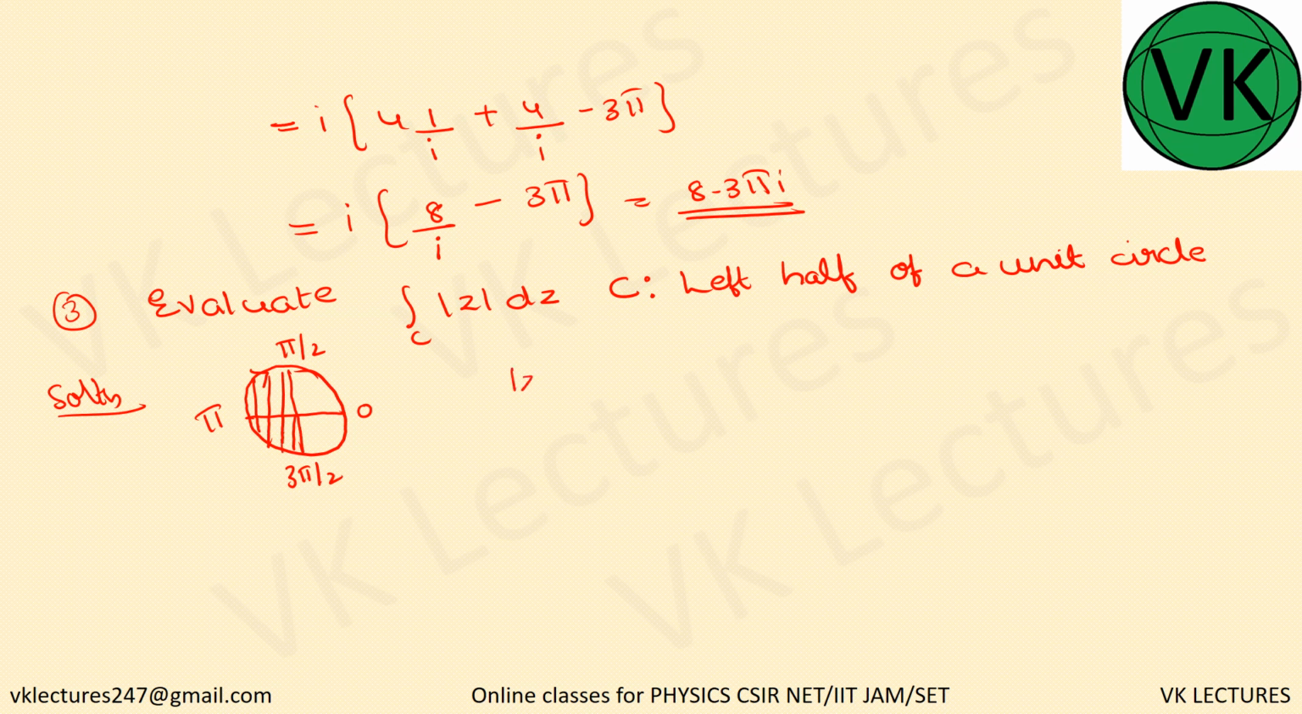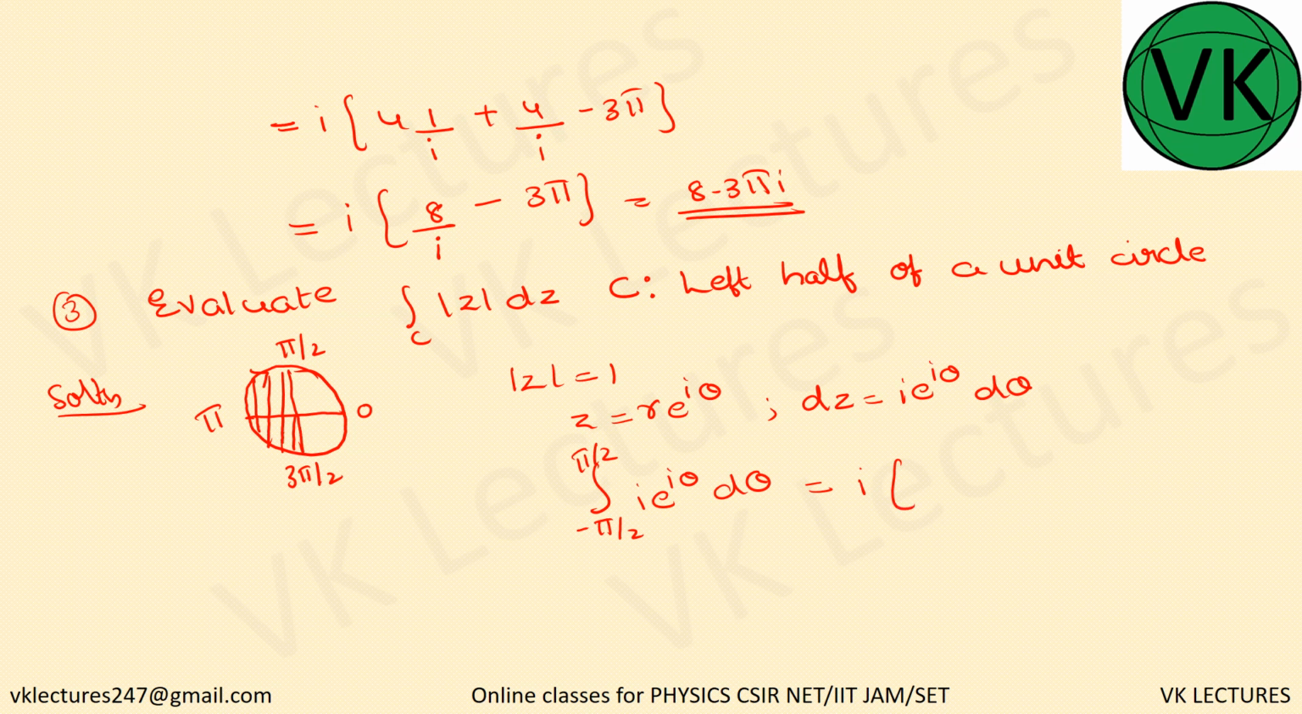So here modulus of z is equal to 1. So z is equal to r e raised to i theta, dz is equal to i e raised to i theta d theta. So integral minus pi by 2 to pi by 2 i e raised to i theta d theta, that is equal to i into e raised to i theta divided by i within the limits 0 to pi by 2, that is equal to 2i is the answer.